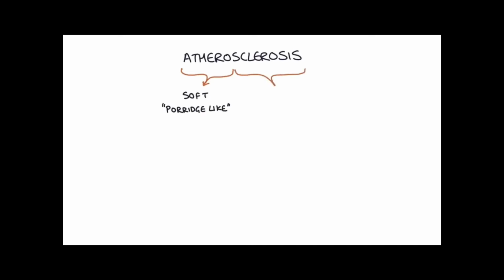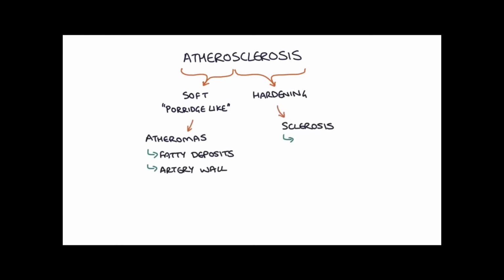Let's jump straight in. So first let's talk about atherosclerosis. Athero basically means soft or porridge-like. Sclerosis is hardening. And atherosclerosis is really a combination of atheromas, which are fatty deposits in the artery wall, and sclerosis, which is the process of hardening or stiffening of the blood vessel wall.